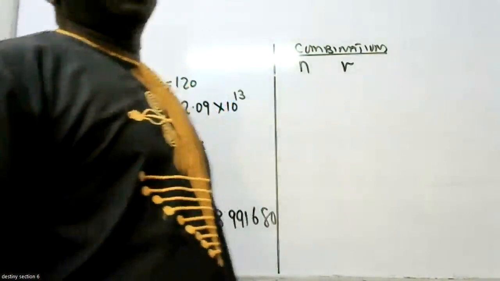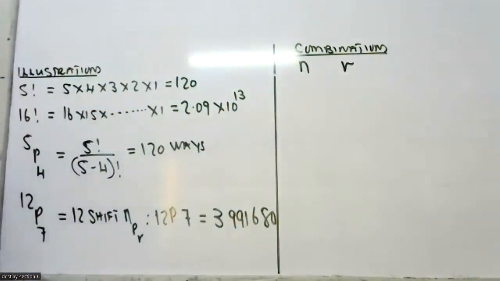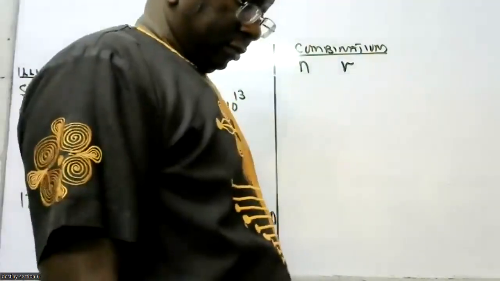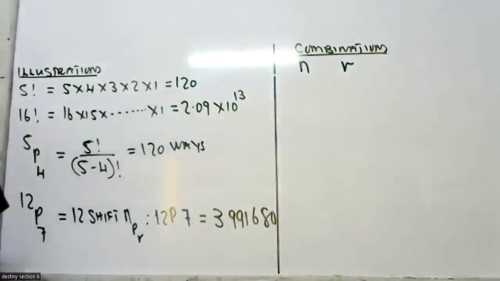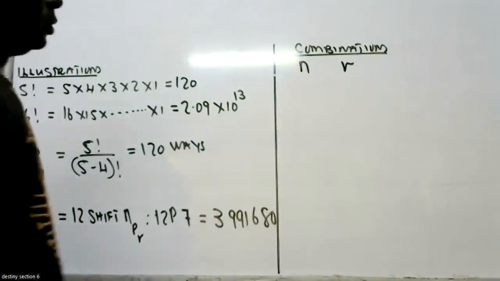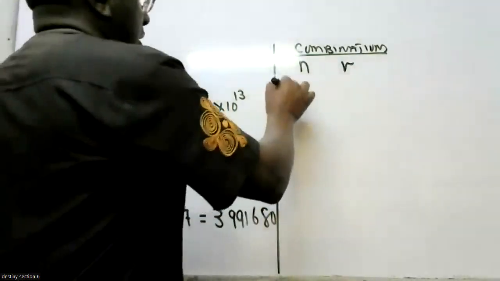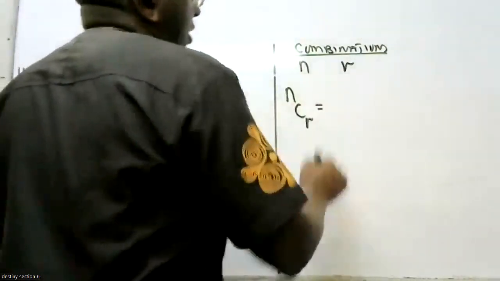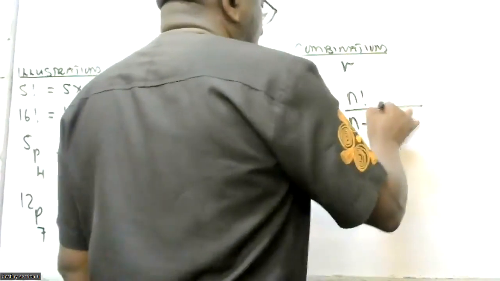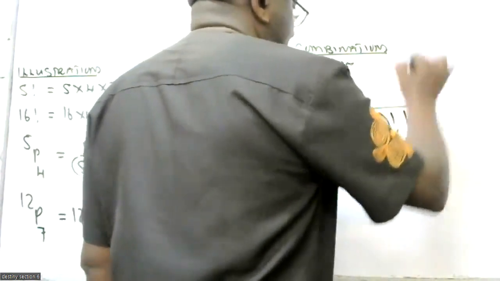First of all, combinations does not recognize positions. It's computed as n combined r is n factorial over (n minus r) factorial times r factorial.